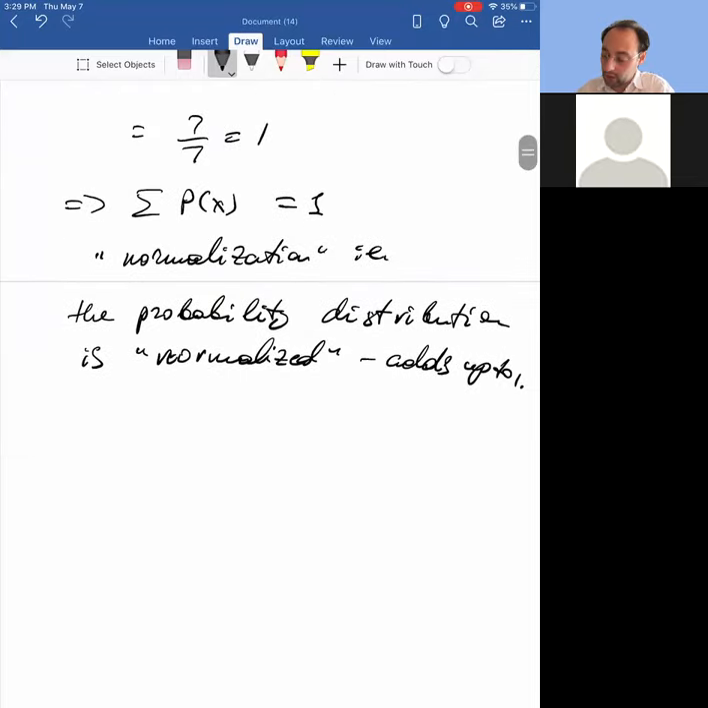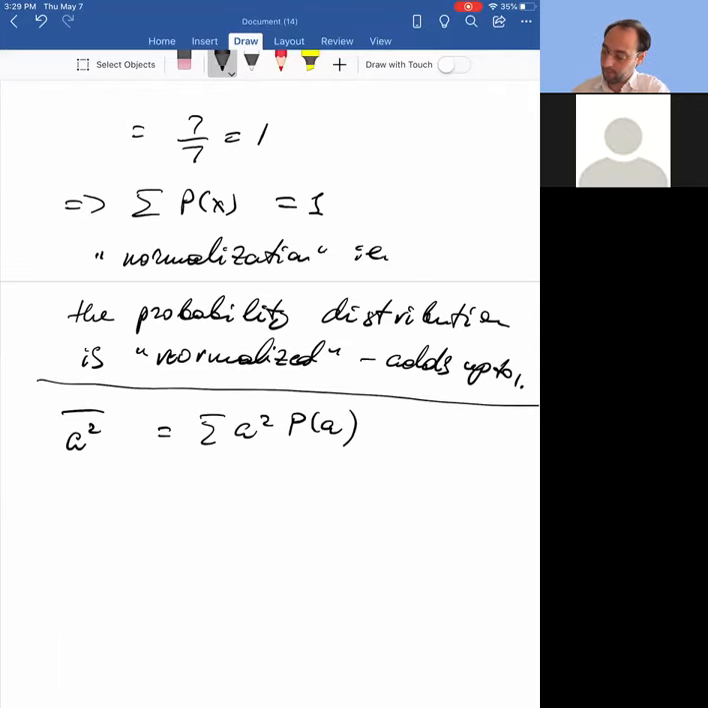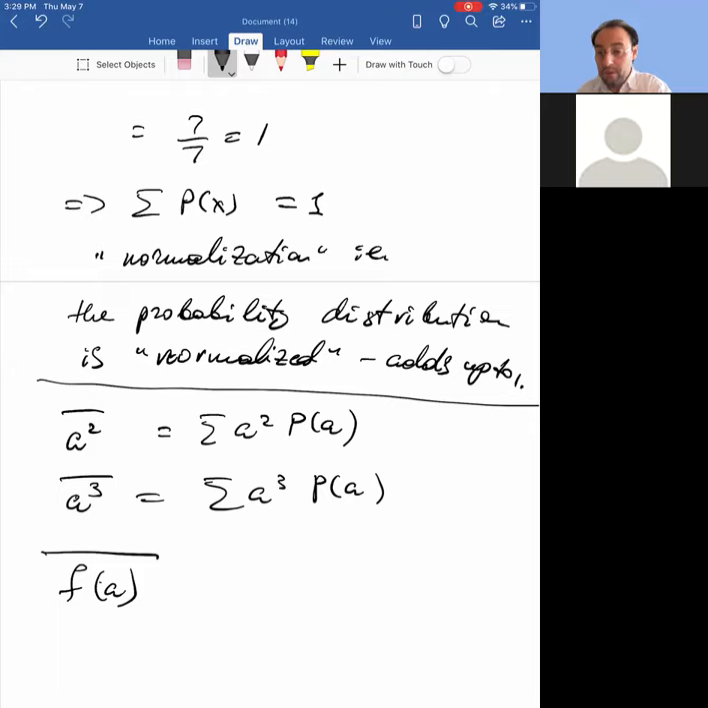I can also compute the mean value of a squared. I don't know why I would want to do that, you will see, but I can do that. So the mean value of a squared is a squared times the probability of a. I can also compute the mean value of a cubed. That's given by a cubed times the probability of a. I can compute the mean value of any function of a. That's given by this expression. It's a little bit abstract, but I can do that, okay?